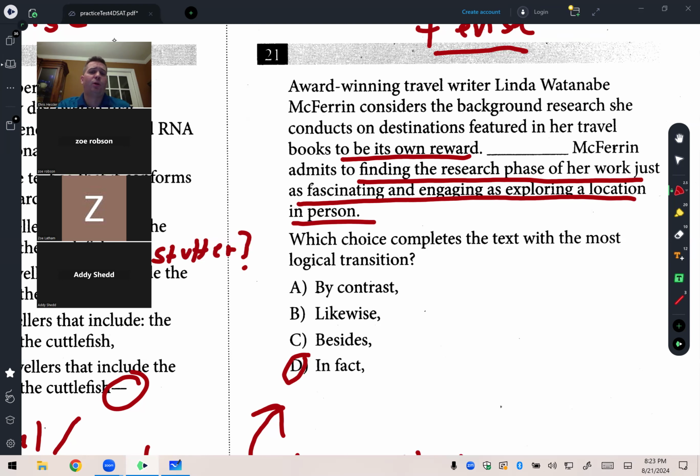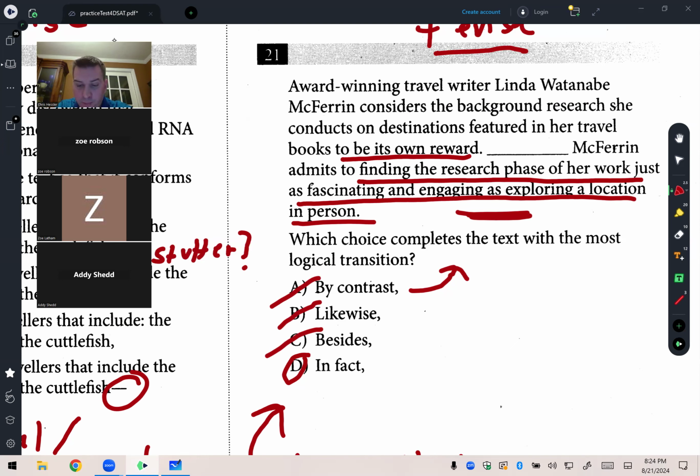And if we put any of the wrong transitions, like if we put "by contrast" in there and then we say the same thing, you realize that the sentence that follows is just saying that, yeah, research in destination, research is its own reward. We're not moving in the opposite direction here. So that was a wrong answer. Okay, so we made some pretty good progress.